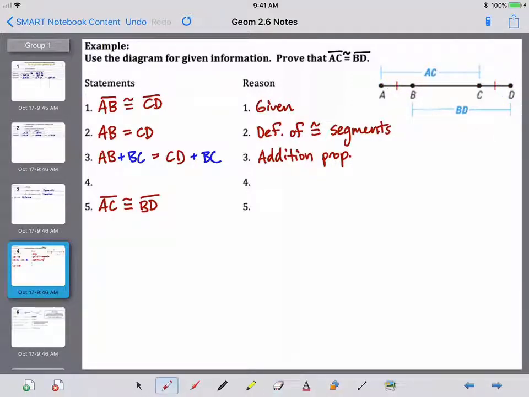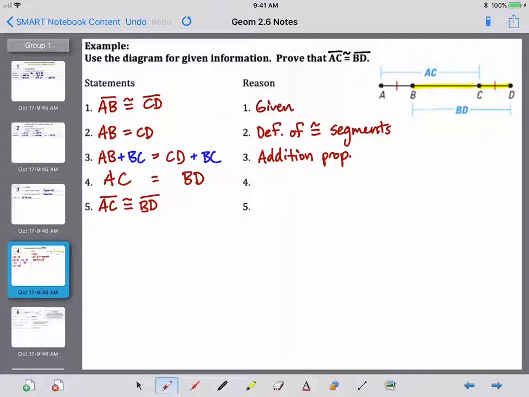Now the last thing I notice is that if I erase all this and just clearly look at one thing, I'm saying that AB plus BC on the left. Well, look, AB plus BC is AC. So let's replace the left side of that equation with AC. Let's do the same thing on the other side. I notice that I am adding CD plus BC. Well, guess what? That is BD. So let's replace this side of the equation with BD.